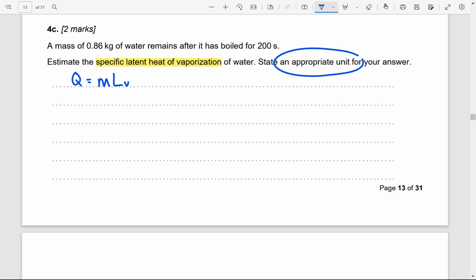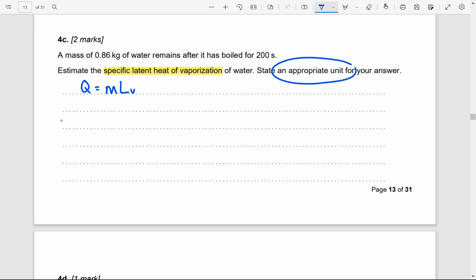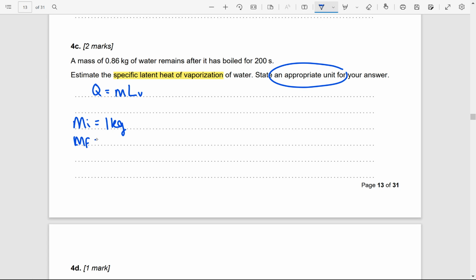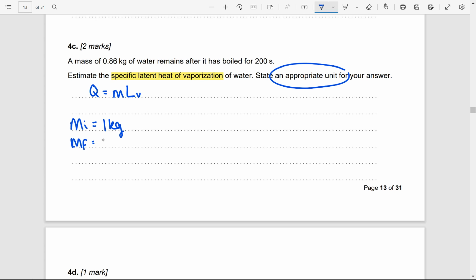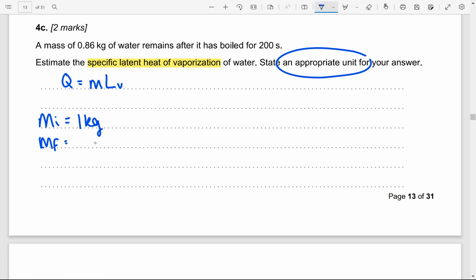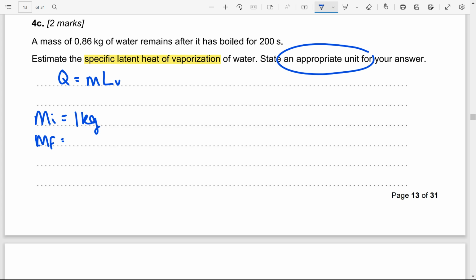Okay, so we started off with an initial mass of water of 1 kilogram. And then we had a final mass, it says here, of 0.86.